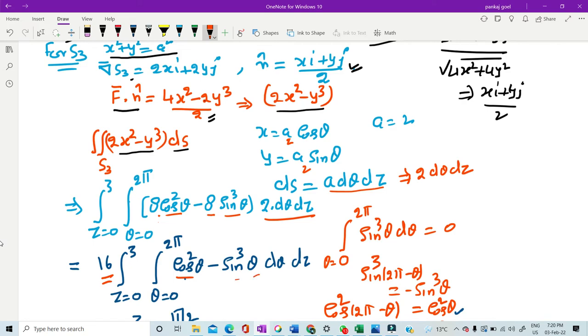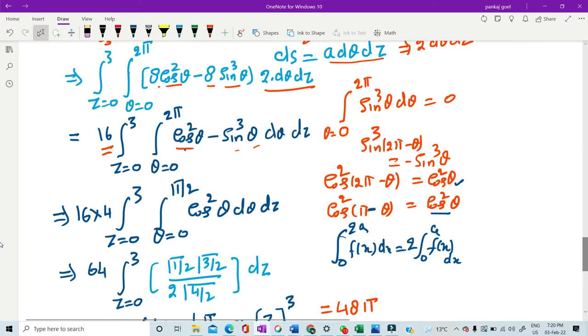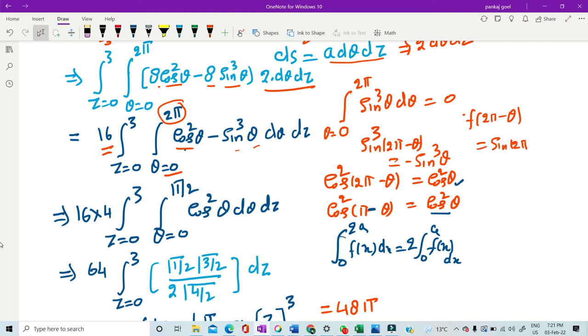This is the integration. Now you can see that the limit of integration is 0 to 2 pi. We want to convert this limit from 0 to 2 pi to 0 to pi by 2. For this, apply this formula to the integral from 0 to 2 pi of sin cube theta d theta. You can see that f of 2 pi minus theta, that means sin of 2 pi minus theta, this whole cube, is equal to minus sin cube theta. So the value of the integration is equal to 0. So this second integration will be equal to 0.